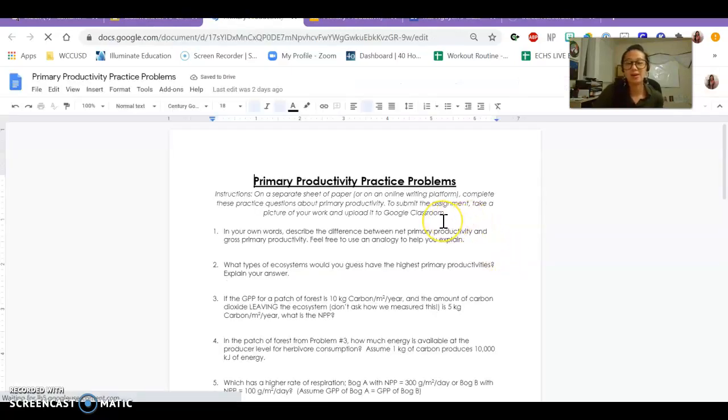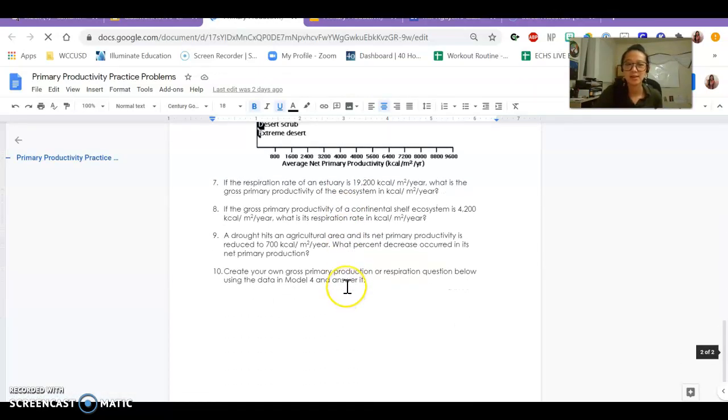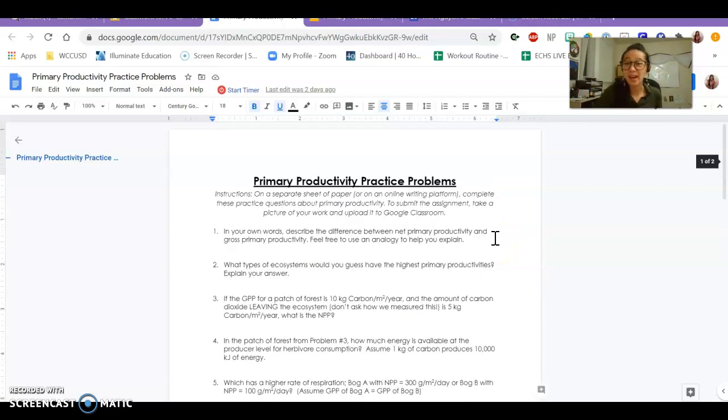So on this Google Doc, you've got 10 practice problems. The first 6 are right here on the front, and then the final 4 are out here under this graph of different types of ecosystems. So my ask is that you do this on a separate sheet of paper because I want to be able to see all of your math.